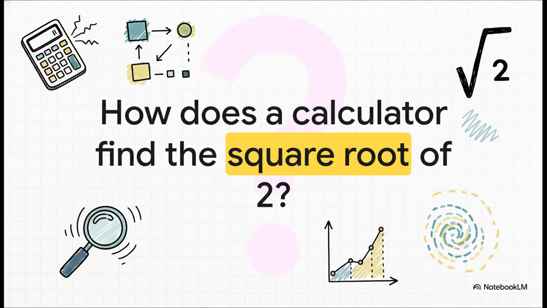When you punch in square root of 2 on your calculator, how does it know? I mean, it doesn't have a massive phone book with every number in its square root, right? Nope. It actually runs a brilliant little algorithm to hunt down the answer.